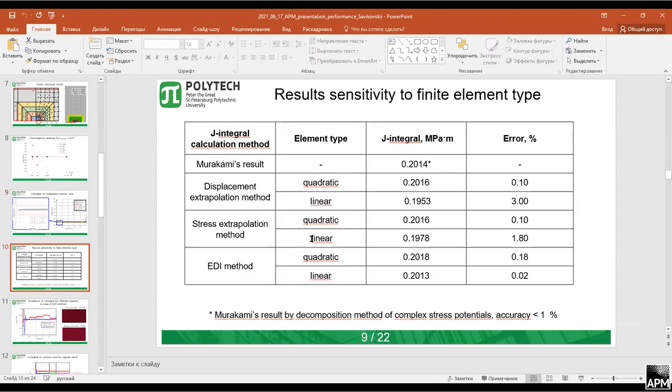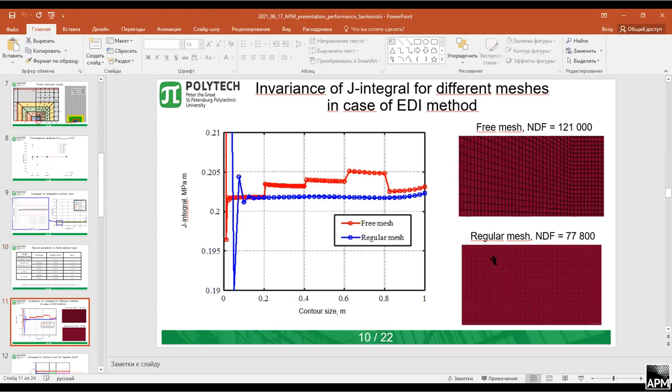In finite element simulations, we can use finite elements with different shape functions, quadratic and linear. We can see that using quadratic finite elements, we can obtain more accurate results for all methods, because of high stress gradients near the crack tip. But if we use the equivalent domain integral method, we see jumps of the integral values on the borders of finite element meshes. This is connected with the equivalent domain integral implementation because it contains terms with the second derivative of displacement. But if we use a regular mesh, we obtain identical values which are in good agreement with Murakami's results and are invariant. So it's recommended to use a regular mesh for the equivalent domain integral method.